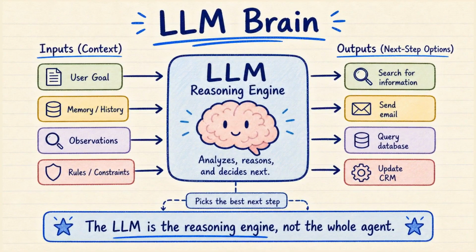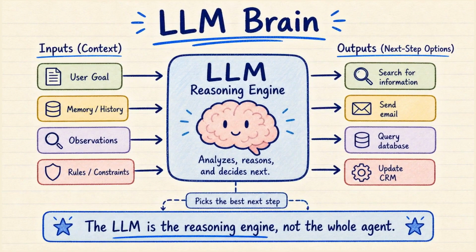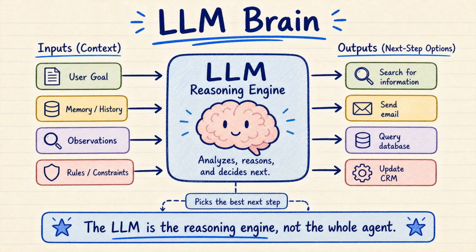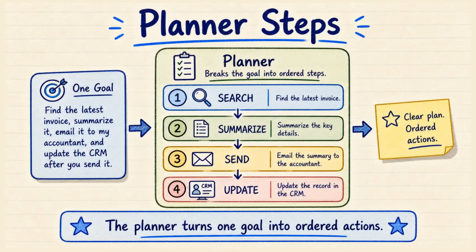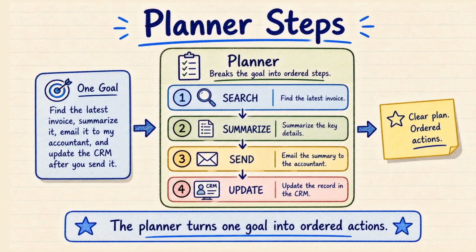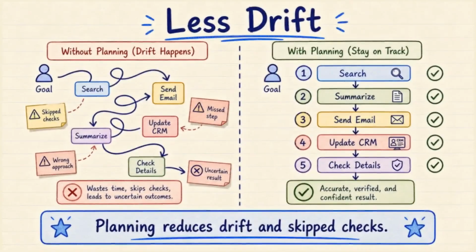Start with the LLM. The model is the reasoning engine. It reads the current context, compares options, and proposes the next move. That is why people call it the brain of the agent. But the brain still needs structure. The planner turns a broad goal into a sequence of concrete actions. It is the component that says, do search first, then summarize, then send, then update the record.